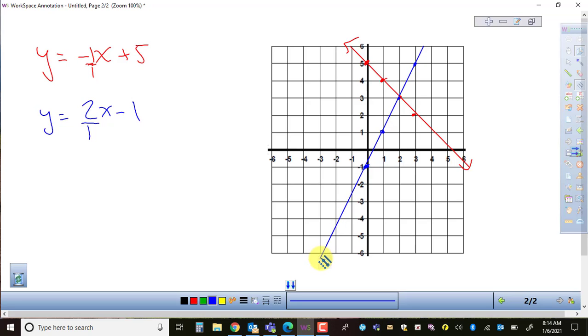And I can see that my red line and my blue line only intersect in one spot. And that one spot that they happen to intersect occurs right here at the ordered pair 2, 3. So there's the solution to this system of equations, because it's the one ordered pair that works in both of them simultaneously.